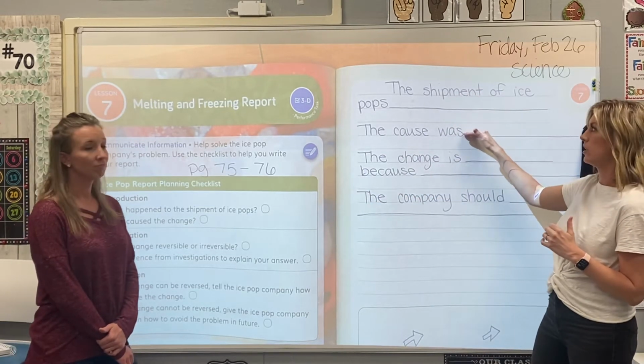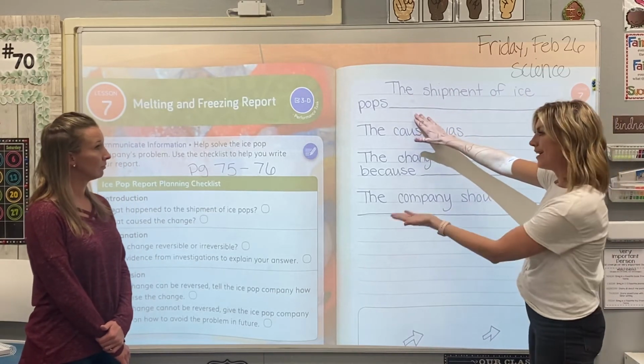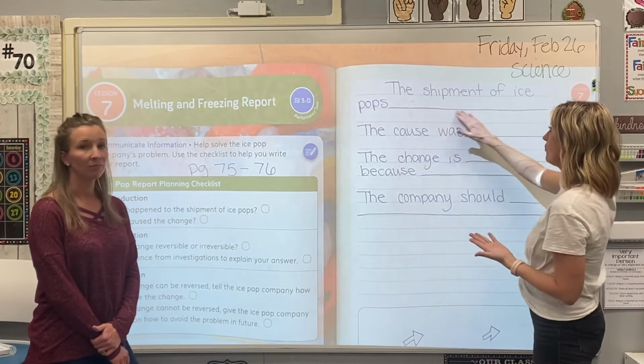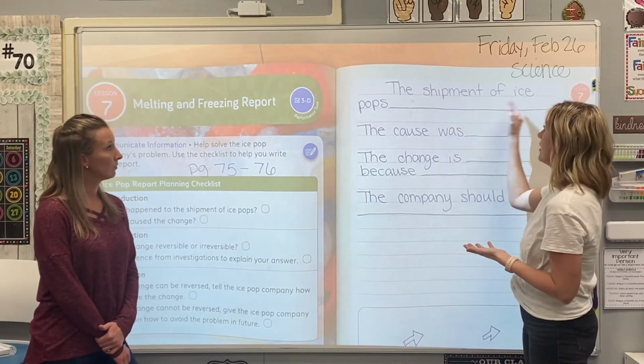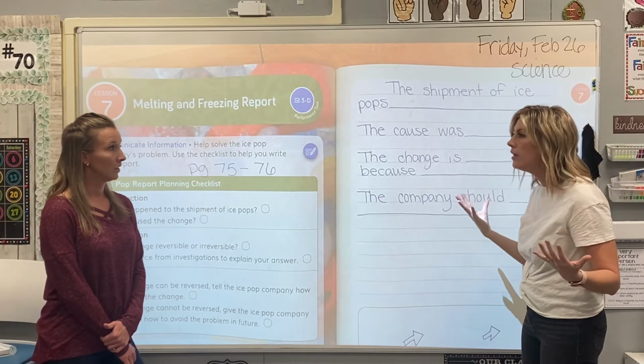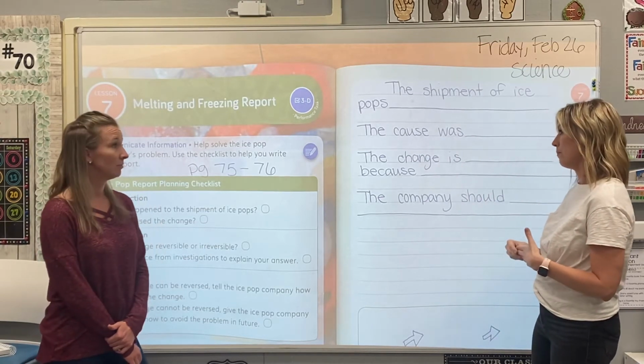This is our introduction. So let's see what it says. The shipment of ice pops, it's asking us what happened to them. So we have to fill in the change, or in this space right here. Yep. What happened to the ice pops? The shipment of ice pops exploded? Did they disappear? Did they melt?